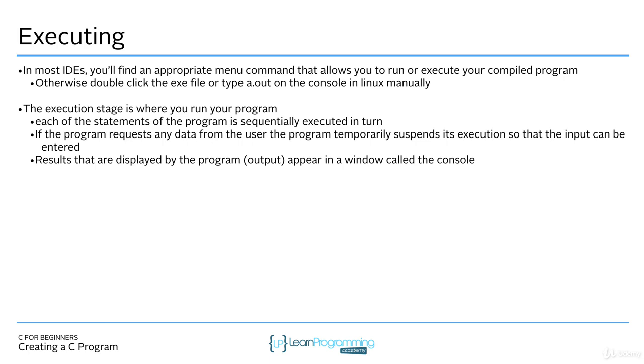Results that are displayed by the program appear in a window called the console. And we're going to show you examples of this when we talk about Code::Blocks. But when you run your program, typically you're going to see output. Not always. Sometimes programs will do things that don't produce output. But usually they produce output, and you see the output right on the terminal or the console.